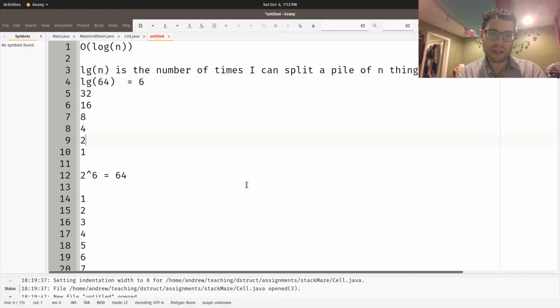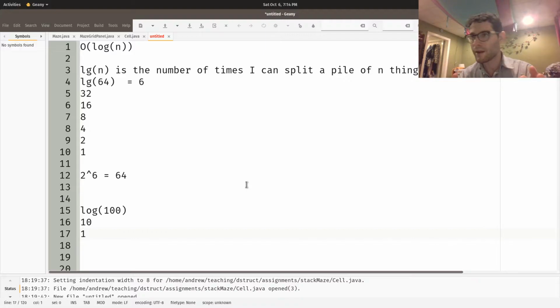Now, similarly, let's show that this intuitively works for other things. What about log base 10, general log, right? What about log base 10 of 100? Well, log base 2 was how many times I could split a pile in half, in other words, into 2 piles. What about log base 10? That's how many times I can split a pile of n things into tenths. So log base 10 of 100: we can split that into 10 piles of 10, and each of those 10 piles of 10 into 1, so we can split it twice, and that should make sense.